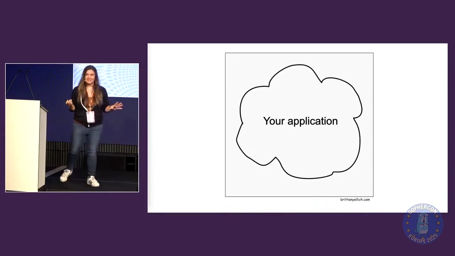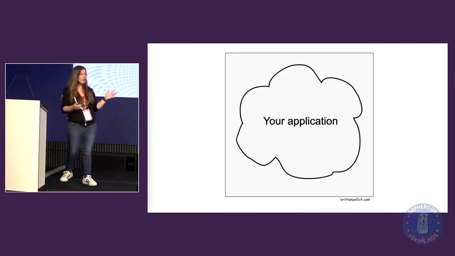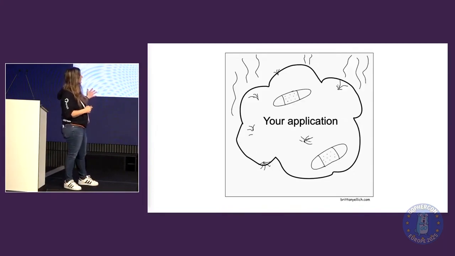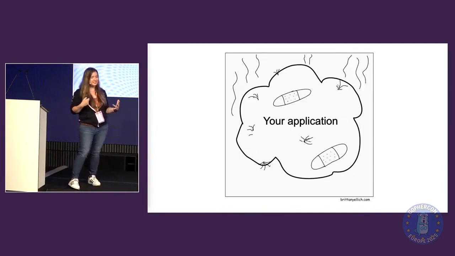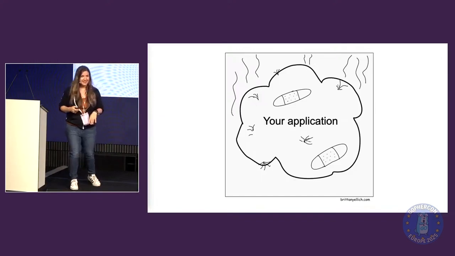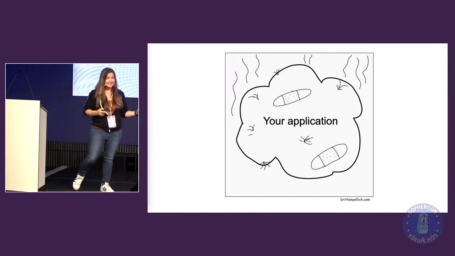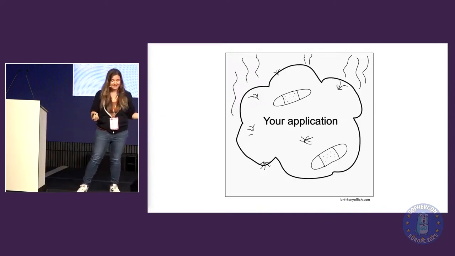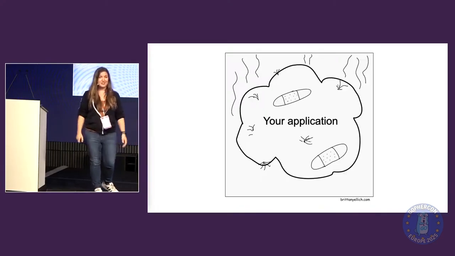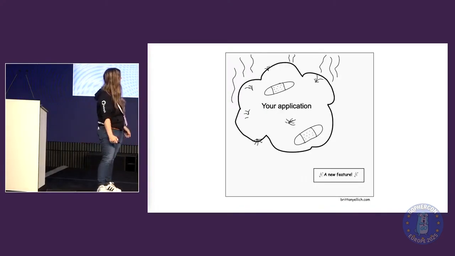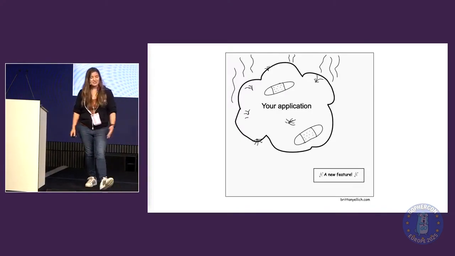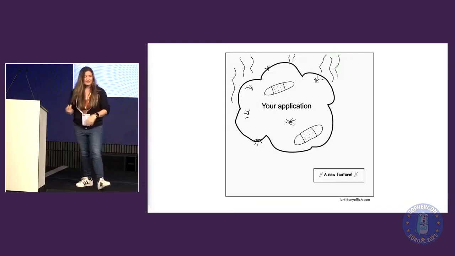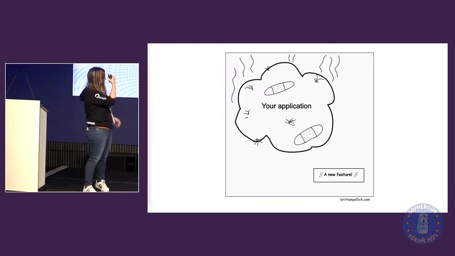So, this is your Go application. And this is probably a more realistic version of it. It's got some Band-Aids. It's a little hairy in some spots. It's definitely got some code smells. But this is honestly what a lot of production code ends up looking like. Now, eventually, your product manager, as they do, tends to have a feature that you now have to integrate into this beautiful mess.